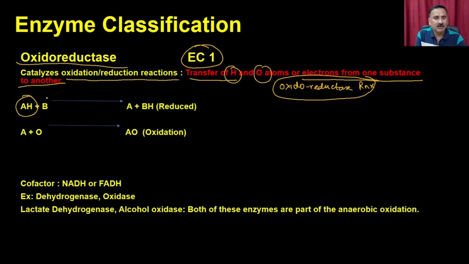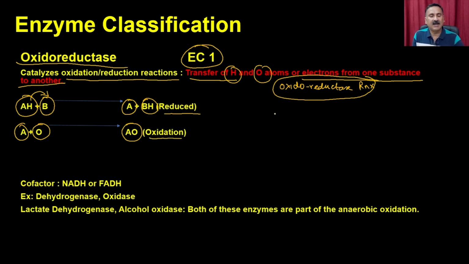Which means if you have a substrate AH, and you add another substrate B, this enzyme is going to withdraw the proton or the hydrogen from this and transfer it onto the B, and that's how it is going to form A plus BH. So this is a reduction reaction. Similarly, you can have A, and it is going to add oxygen, and that's how it is going to form AO. This is an oxidation reaction.